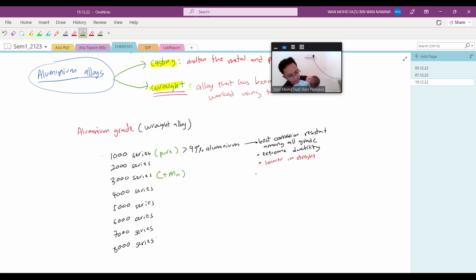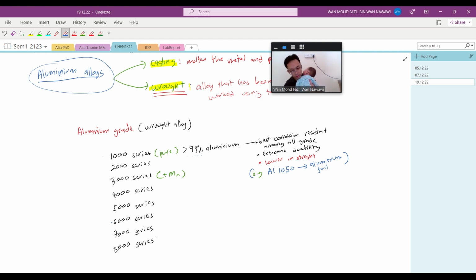An example is aluminium 1050. This is normally used for aluminium foil. So you can see the 1000 series of aluminium alloy is more or less pure aluminium, because it contains more than 99% aluminium. It has the best corrosion resistance among all grades, and extreme ductility, but is low in strength. Your kitchen aluminium foil is 1050.